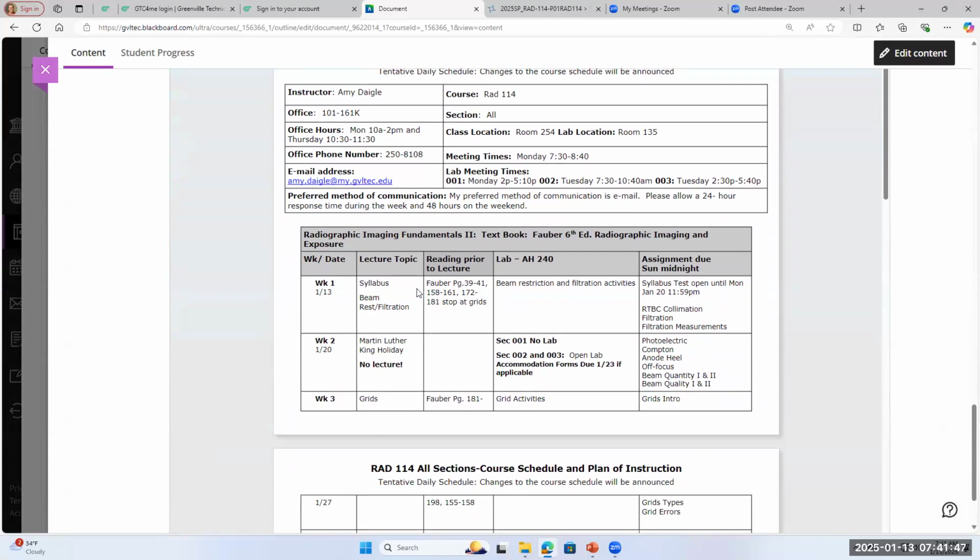You can see what we're going to be doing for lecture. You can see what you need to read prior to coming into lecture, what we're going to be doing in the lab, and then what's due for homework. And so you can see that your syllabus test is open until next Monday night, midnight.